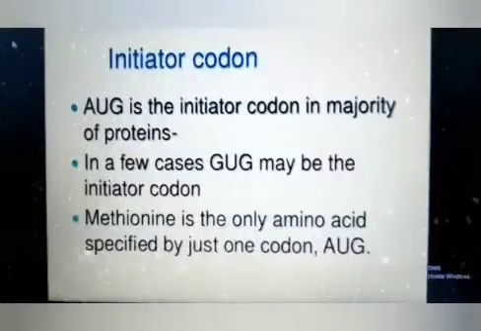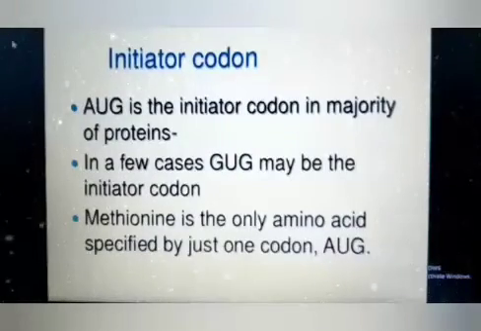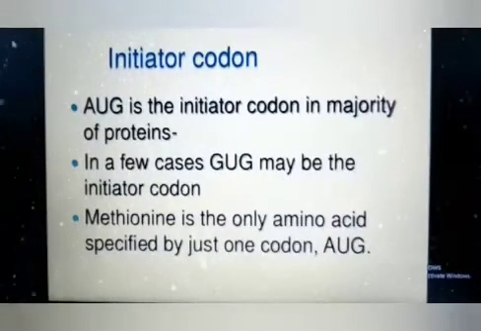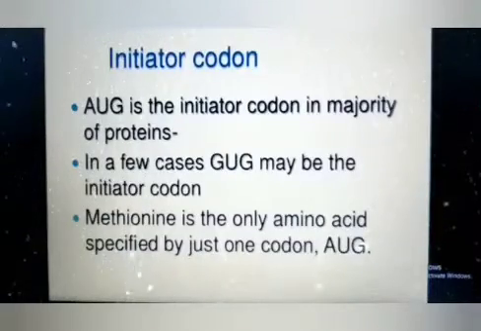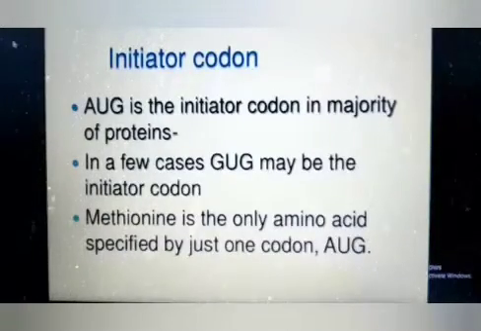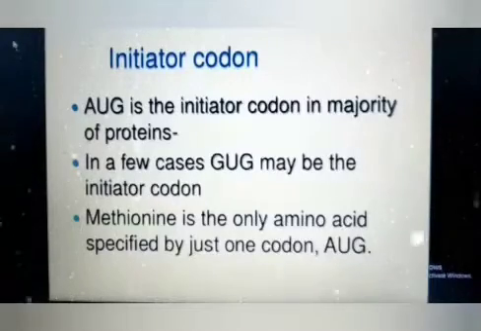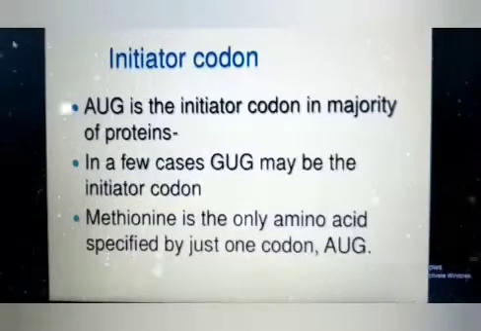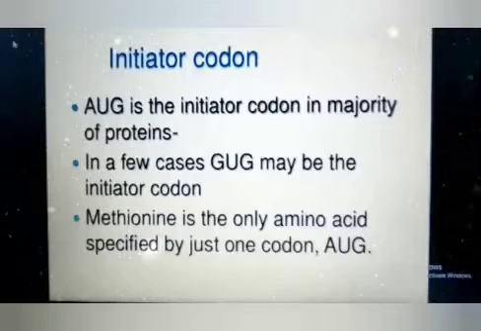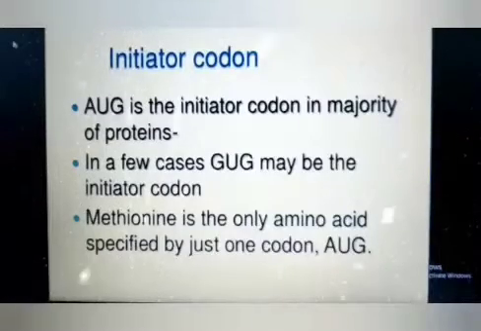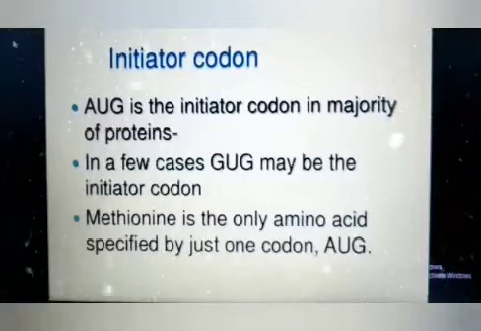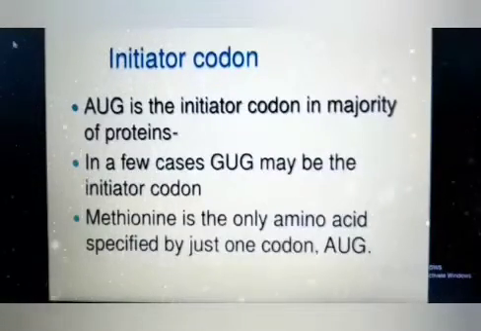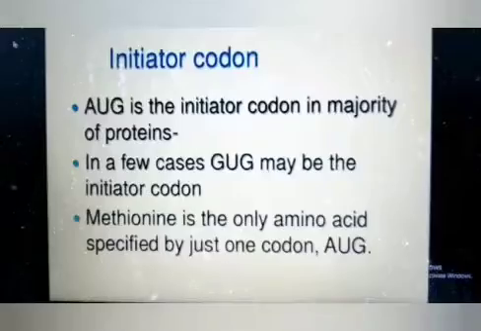Here is the initiator codon. AUG is the initiator codon in the majority of proteins. In a few cases, GUG may be the initiator codon. Methionine is the only amino acid specified by just one codon, AUG.